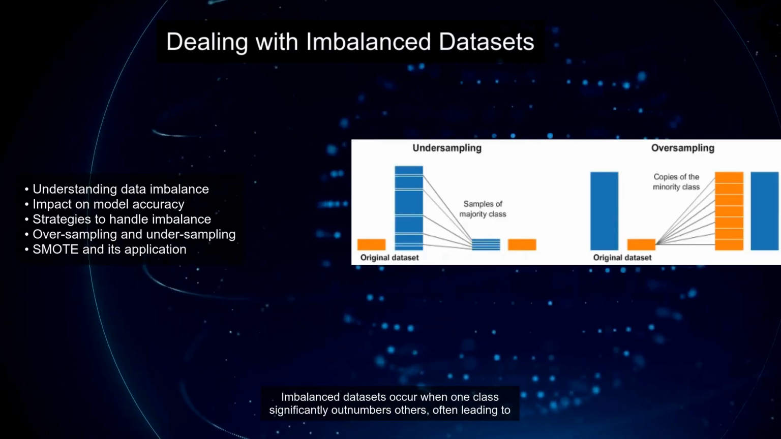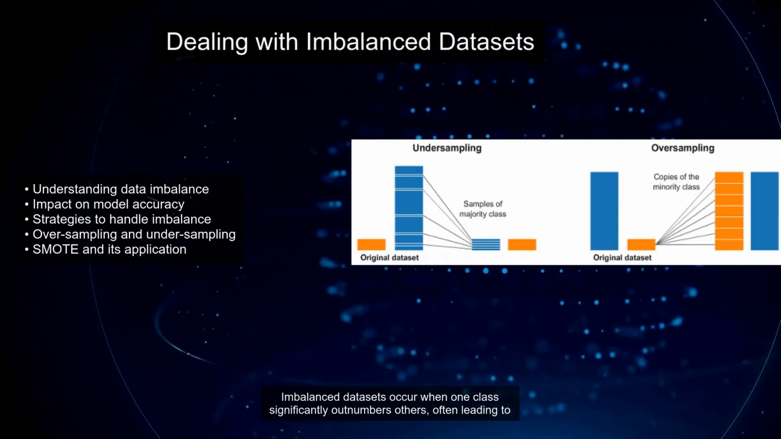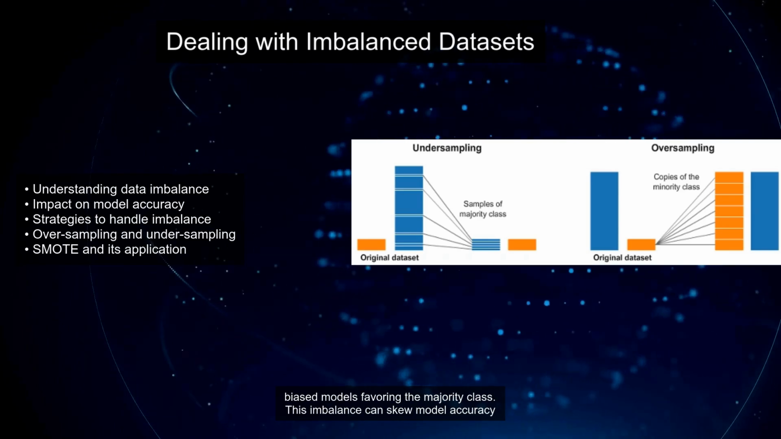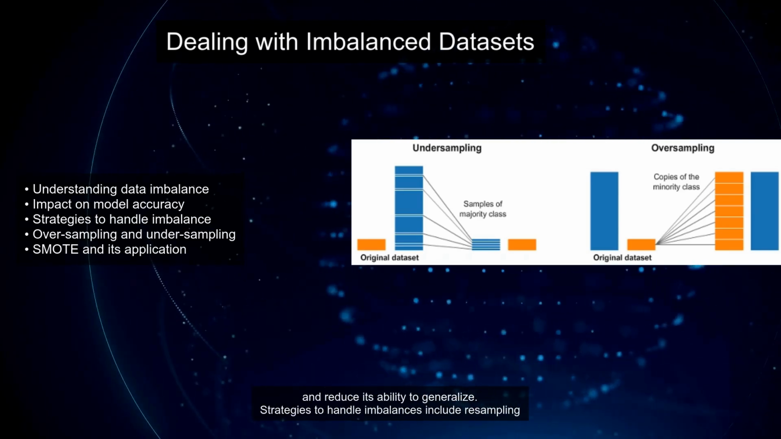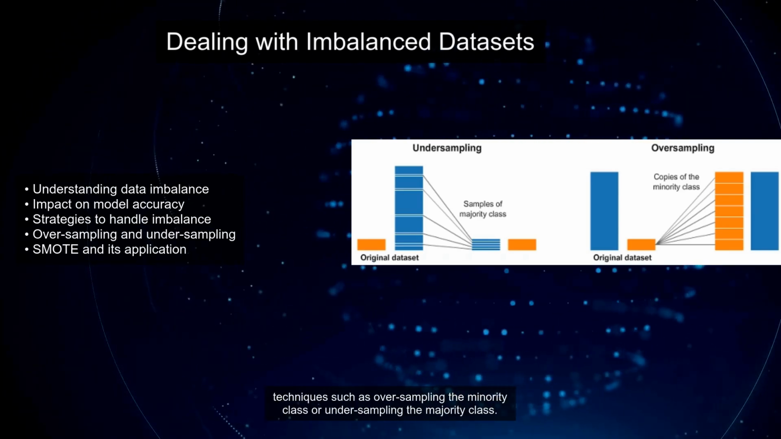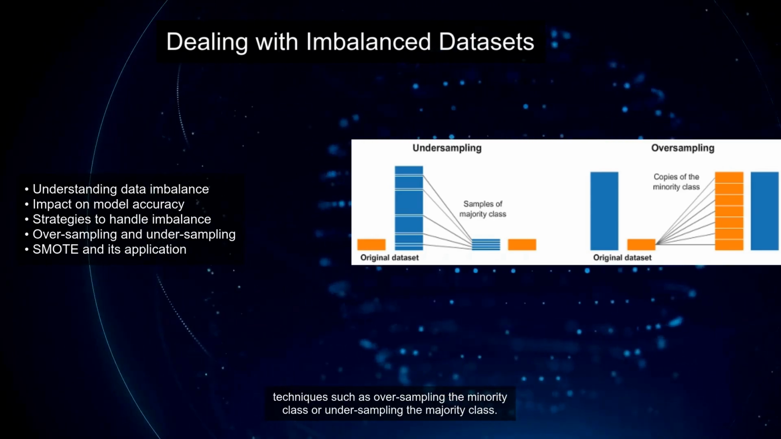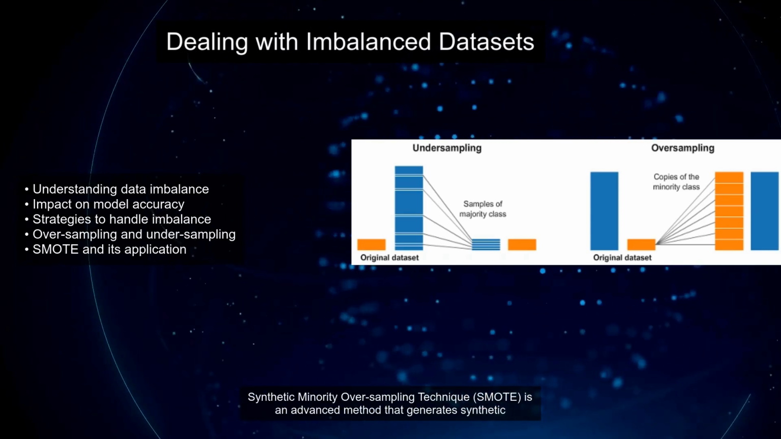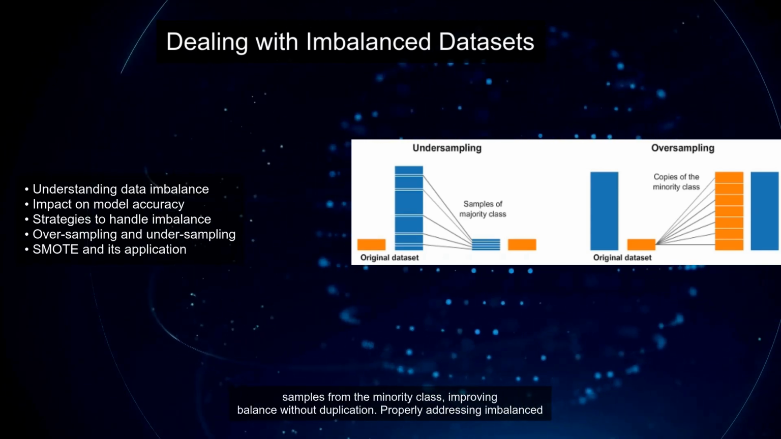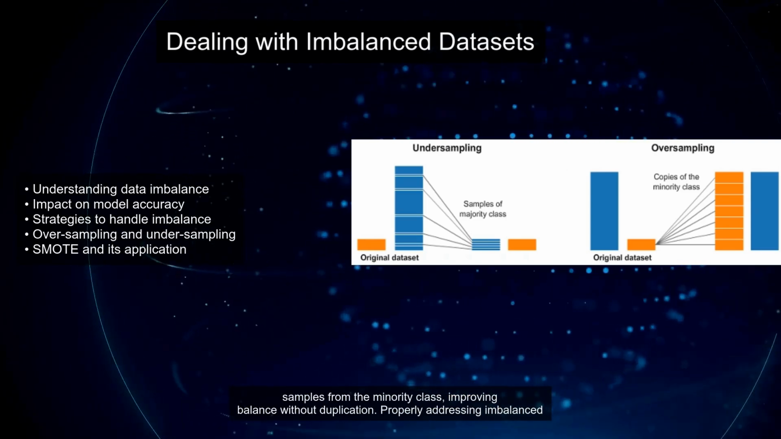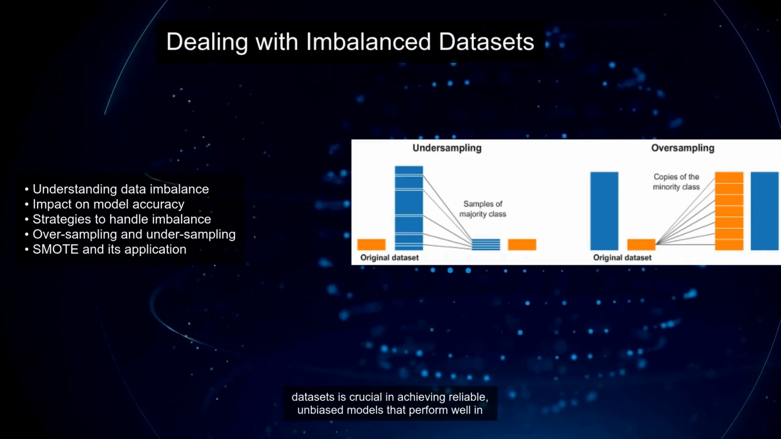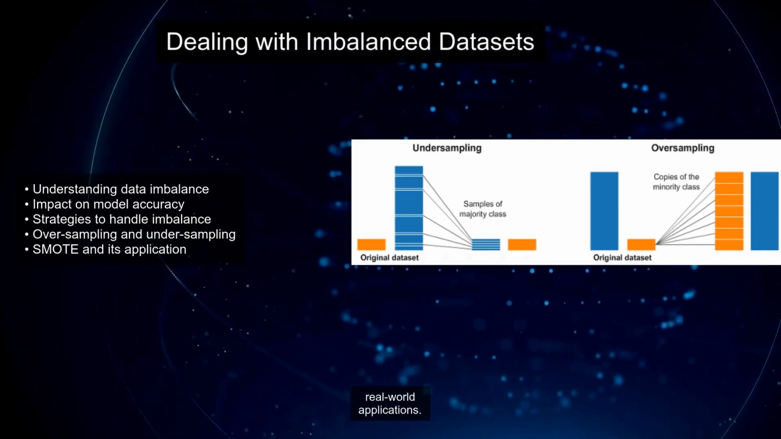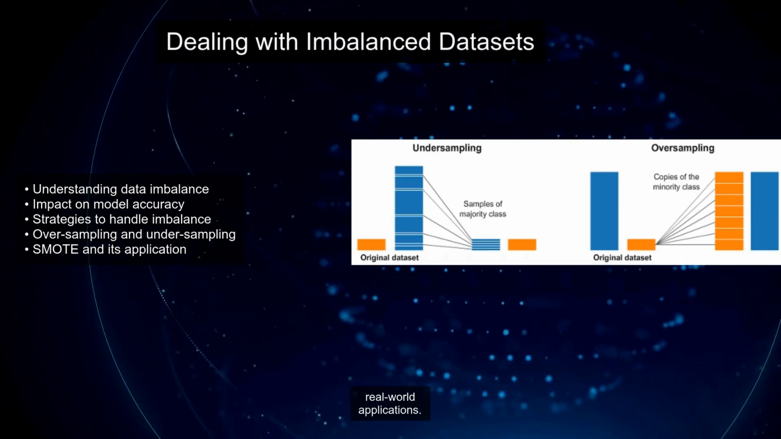Imbalanced datasets occur when one class significantly outnumbers others, often leading to biased models favoring the majority class. This imbalance can skew model accuracy and reduce its ability to generalize. Strategies to handle imbalances include resampling techniques such as oversampling the minority class or undersampling the majority class. Synthetic minority oversampling technique, SMOTE, is an advanced method that generates synthetic samples from the minority class, improving balance without duplication. Properly addressing imbalanced datasets is crucial in achieving reliable, unbiased models that perform well in real-world applications.